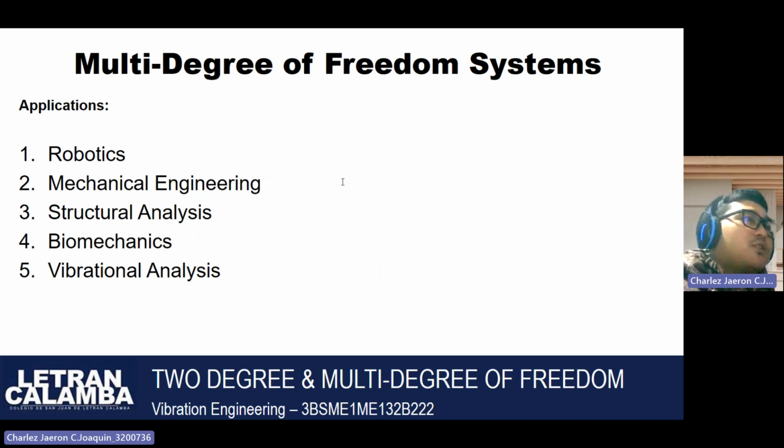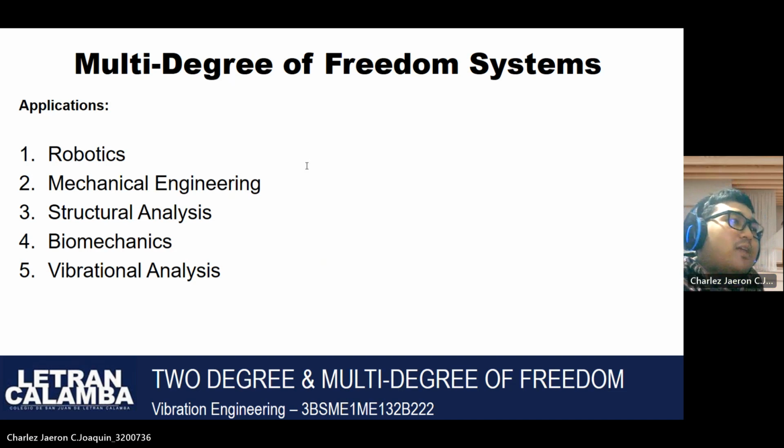The first one is robotics. Multi-degree of freedom systems are extensively used in robotics for tasks such as pick and place operations, assembly lines, and manipulation of objects. And next is mechanical engineering. Multi-degree of freedom systems are crucial in mechanical engineering for designing and analyzing mechanisms, machines, and vehicles. And next is structural analysis.